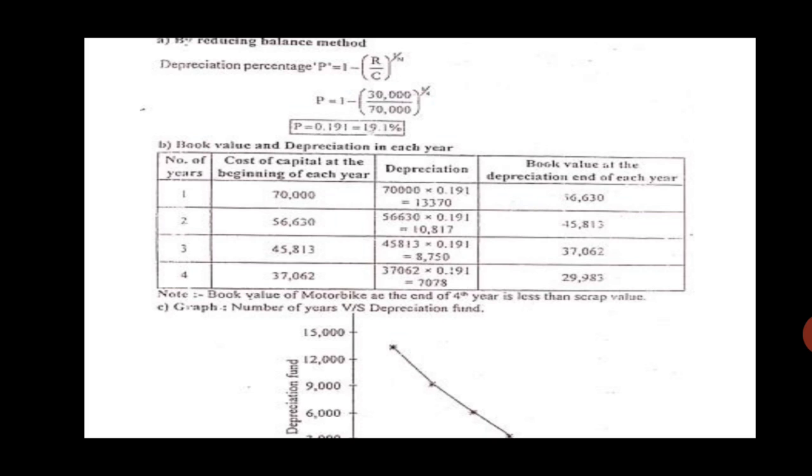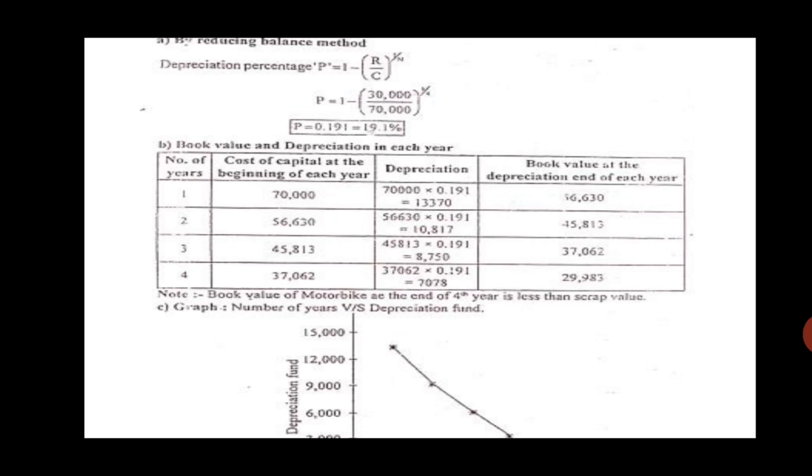Second year, 56,630 is the capital. Then again we multiply this 56,630 into 0.191. You will get 10,817 rupees as the depreciation amount for the second year. So this 10,817 rupees will be deducted from 56,630, and you get 45,813, and this is the book value at the end of the second year after removing the depreciation. And this book value after the second year will become the cost of capital for the third year.